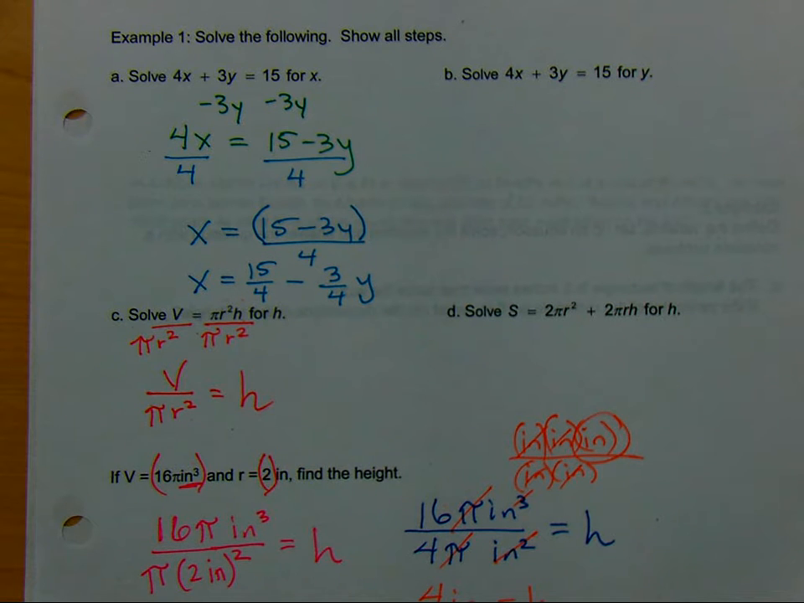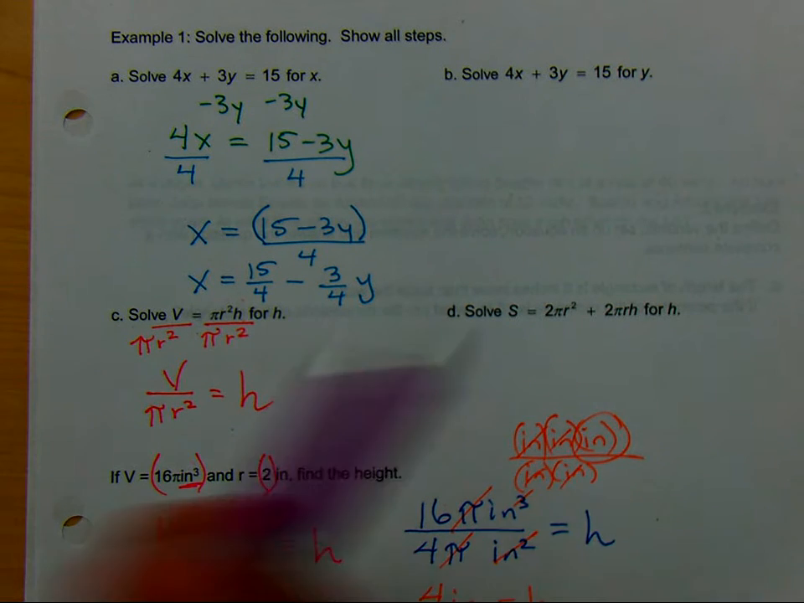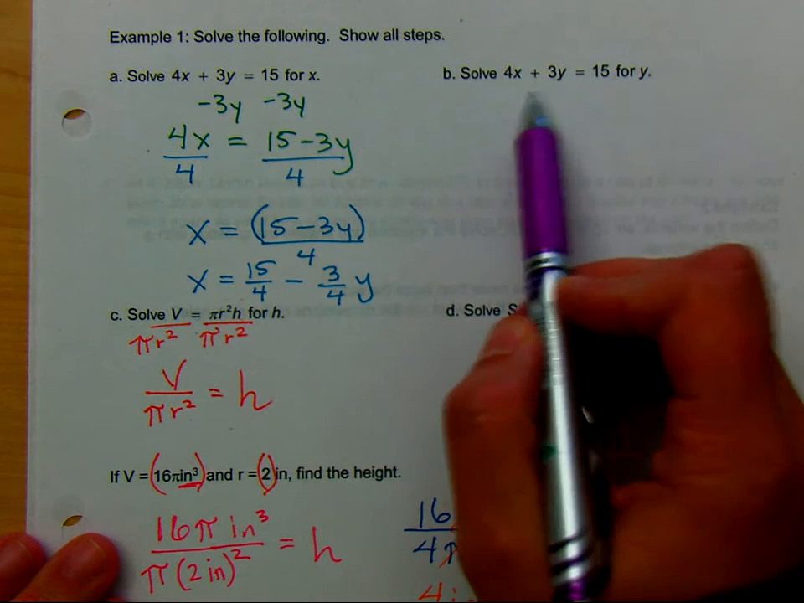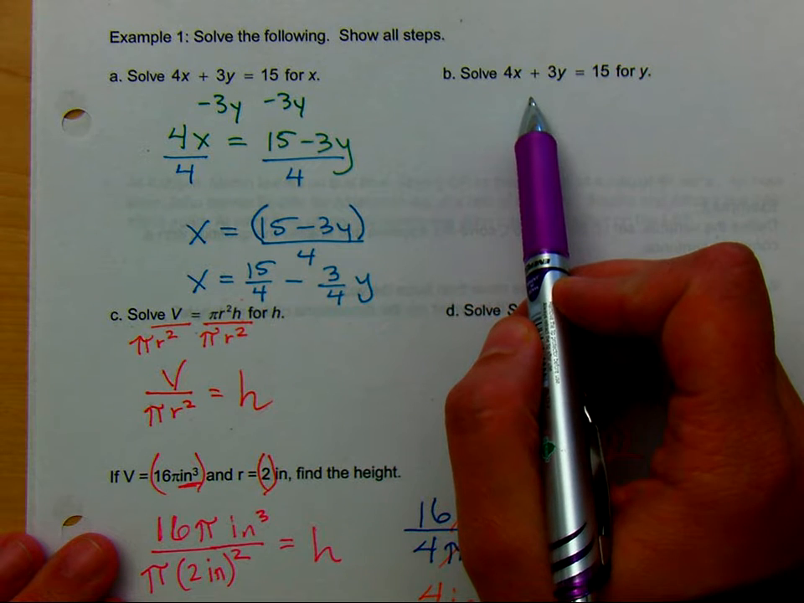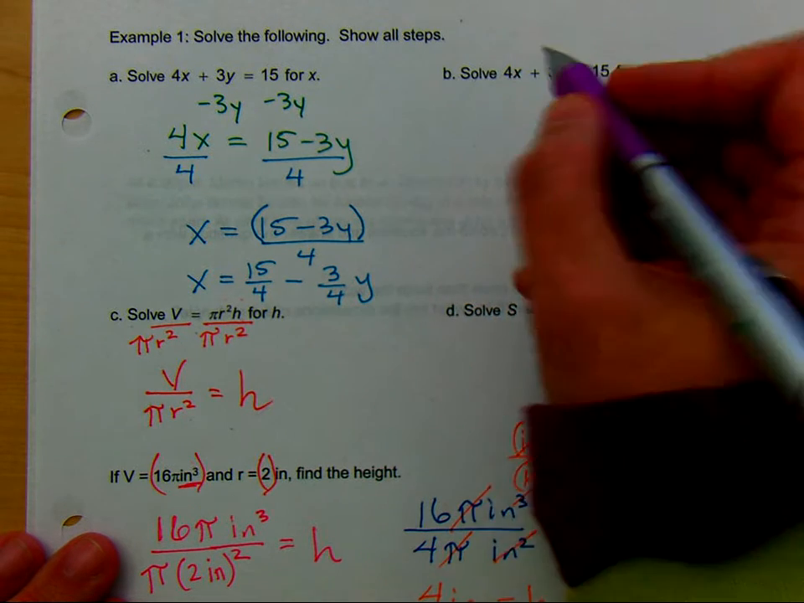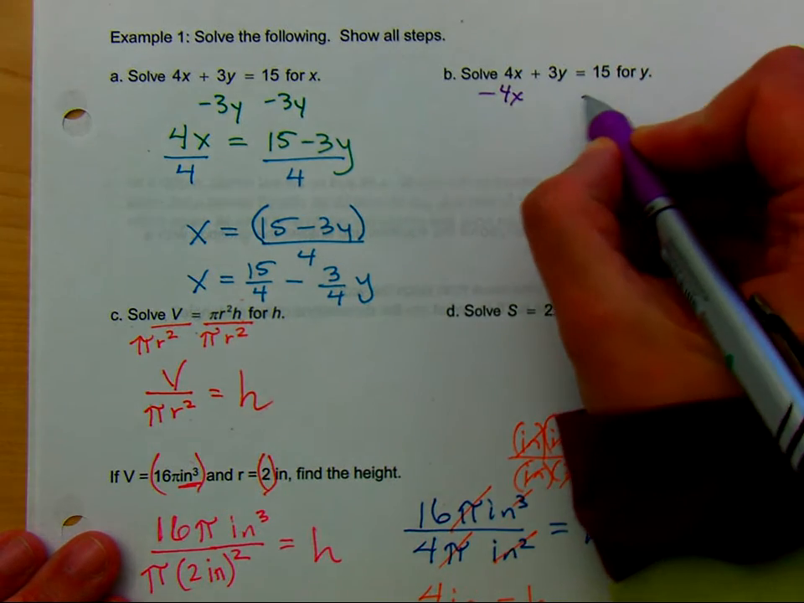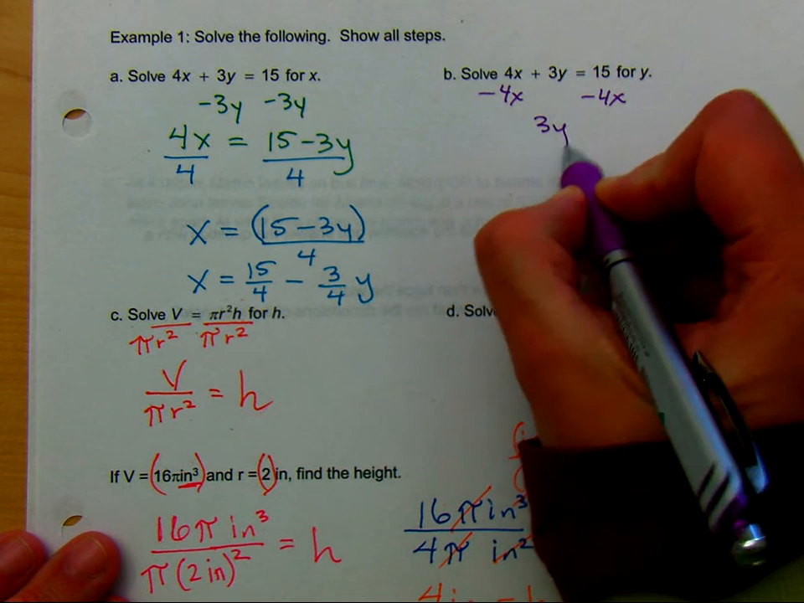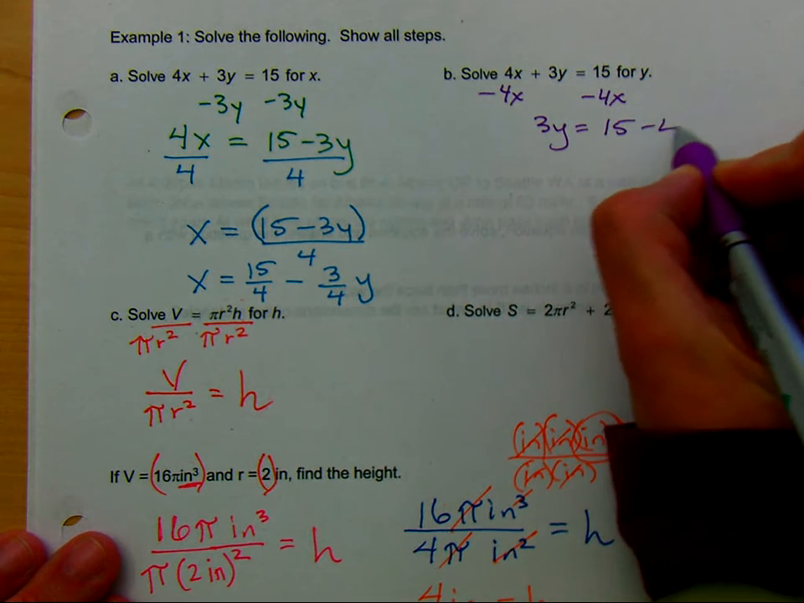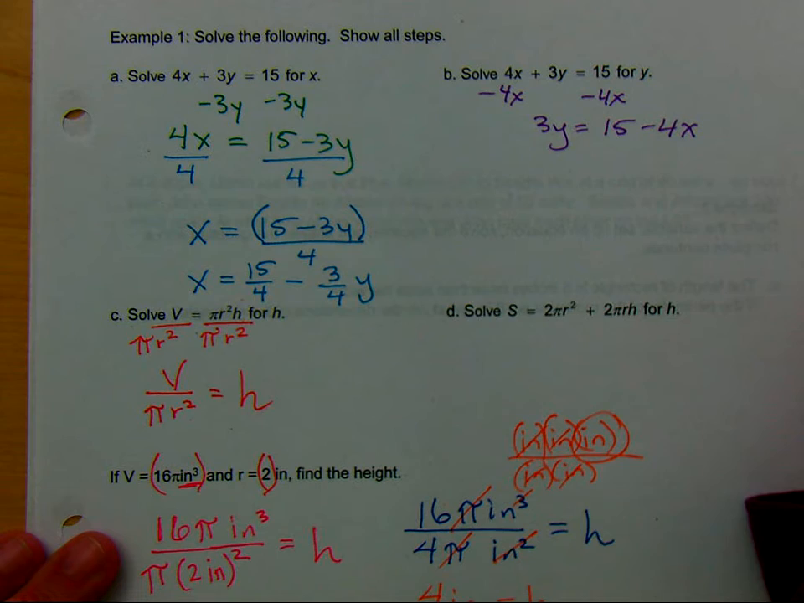Okay, let's look at these. You just tried these. So what did you do to solve for y now? What did you do first? Minus 4x from both sides. You get 3y equals 15 minus 4x. And now what?